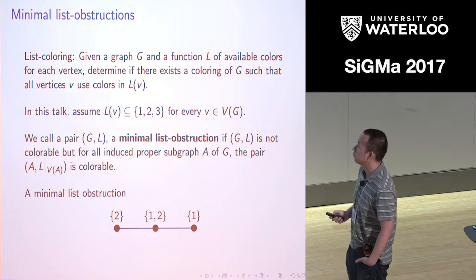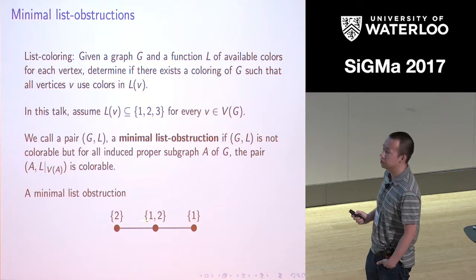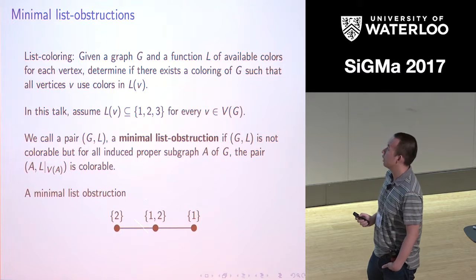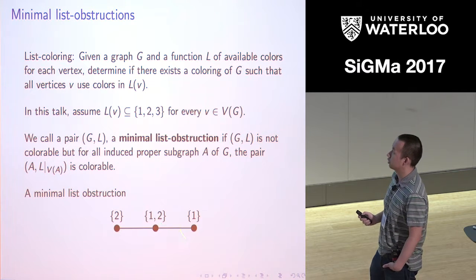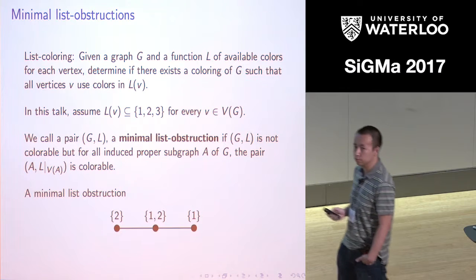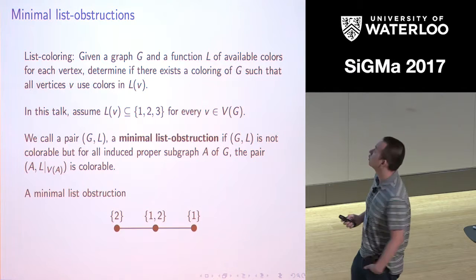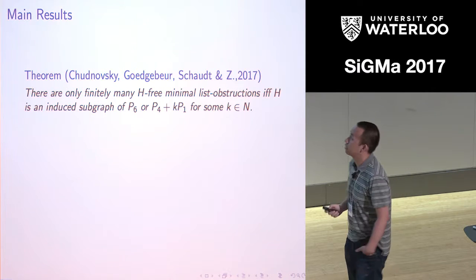So here is an example of a minimal list obstruction. It's only a P3. If there's no list, it's still colorable. But if we add lists, you can see that it's not colorable. And if we delete any vertex, it's colorable again. So using this new definition, we're able to prove our main results.